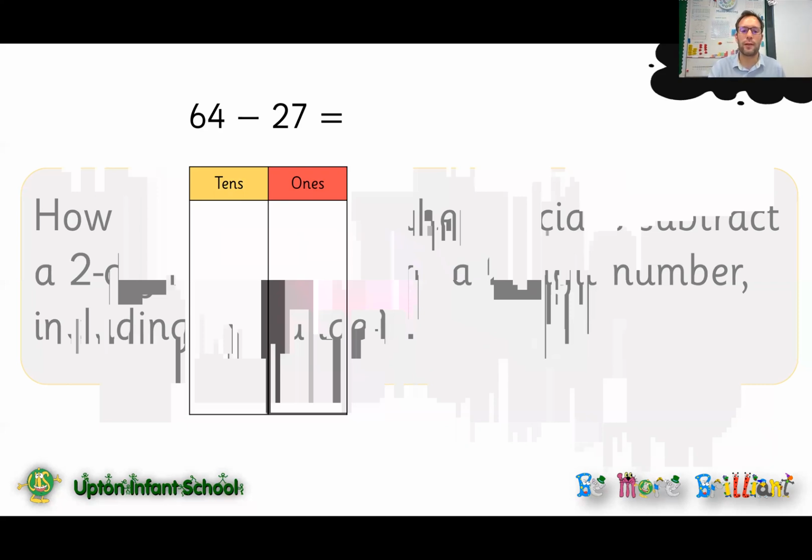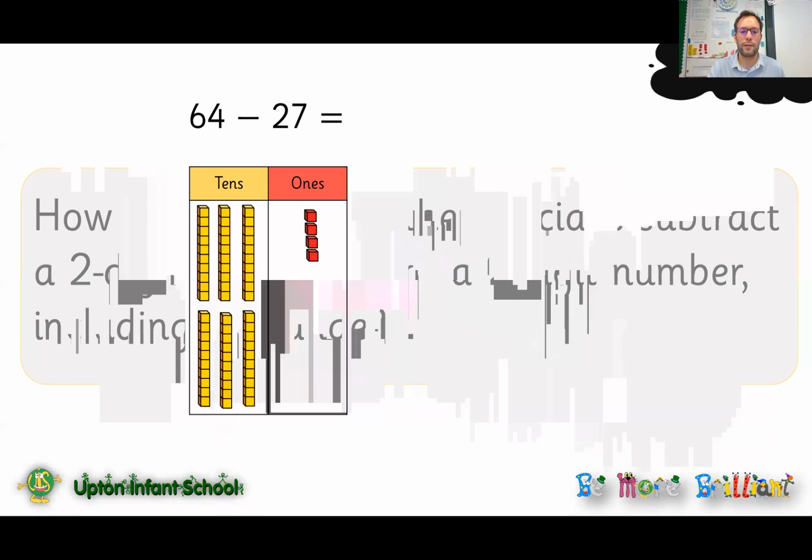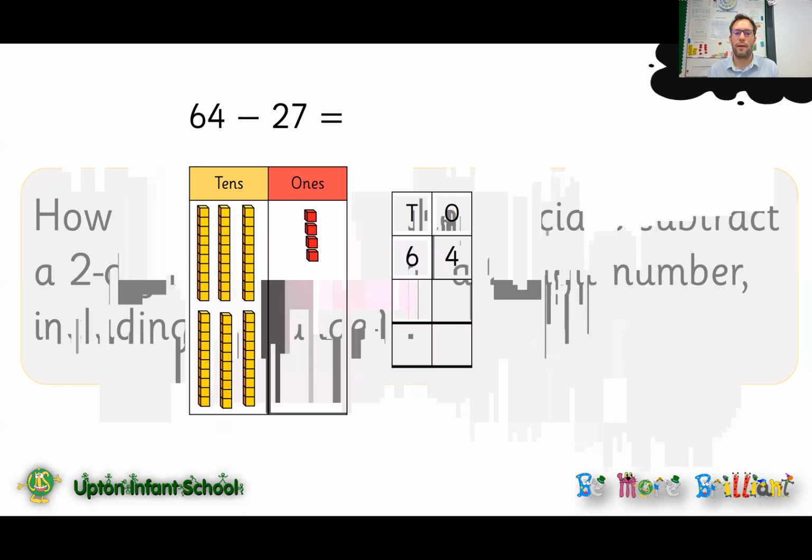So the first thing I need to do is to make my number 64. 4 1s and 6 10s. Could you make 64, please, with 4 1s and 6 10s? Okay, I'm now going to draw out my column. Now to do column subtraction, I've got 64 and I need to take away my 27. And I need to make sure I line everything up nicely in my columns. Okay, let's see how we're going to do that.